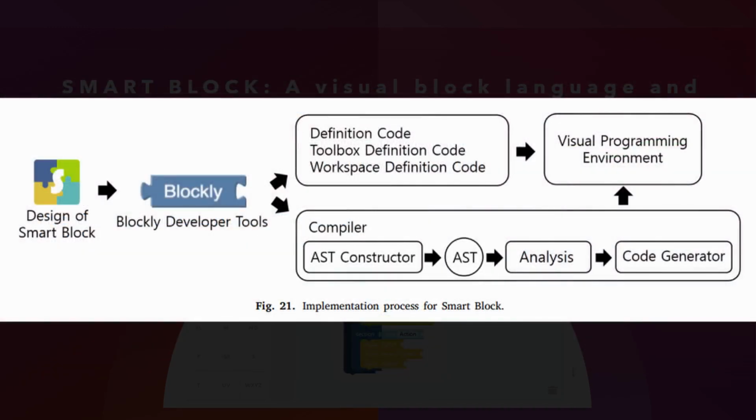Figure 21 shows an overview of our implementation of SmartBlock based on Blockly. A supporting compiler for SmartBlock comprises an AST constructor, analyzer, and code generator. An AST constructor is developed to interface with the visual blocks written in JavaScript generated by the Blockly developer tool and produce an intermediate AST. The analyzer implements the conflict analysis methods explained. The code generator implements the proposed algorithm.